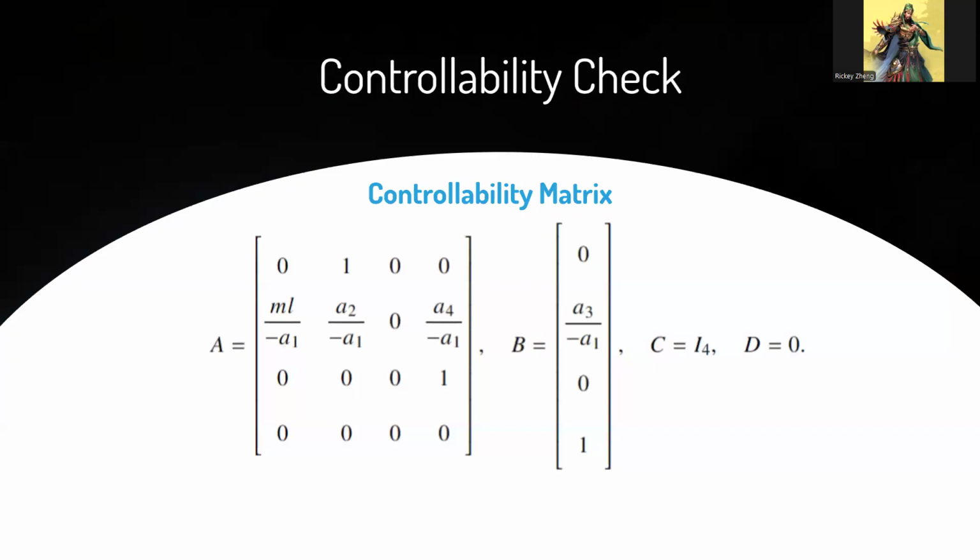This is the controllability matrix, which we constructed and we found to have full rank. This confirms that the system is completely controllable, allowing state feedback to arbitrarily place the closed-loop poles. The rank in this case is 4 because the system has 4 states, and the columns of the controllability matrix B, AB, A squared B, and A cubed B are linearly independent.